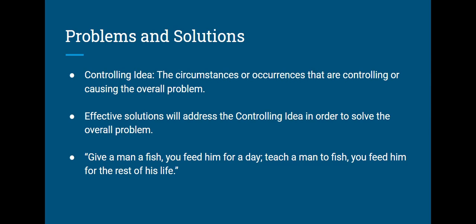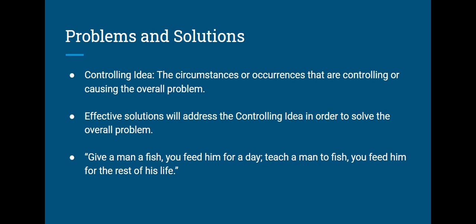So when we talk about the cause of a problem, we call that the controlling idea. The circumstances or occurrences that are controlling or causing the overall problem. Effective solutions will always address the controlling idea in order to solve the overall problem, right? You can't solve a problem unless you get down to the root of it and address that root.